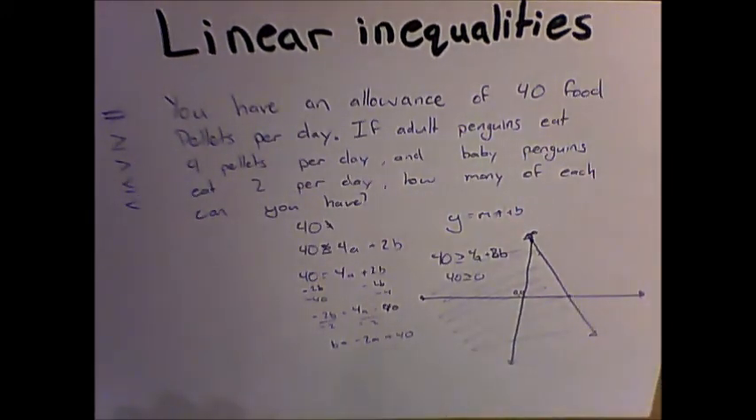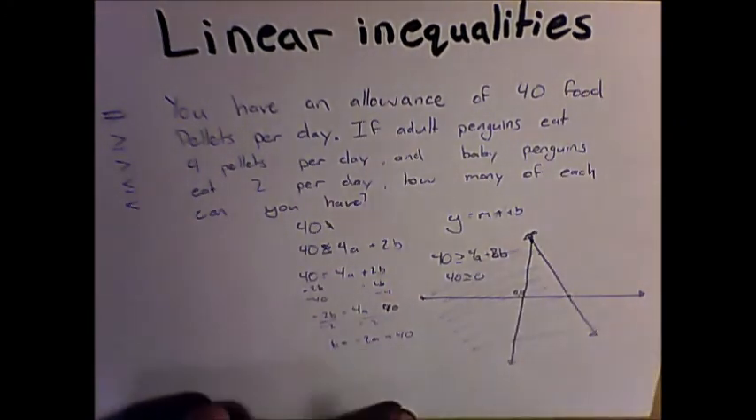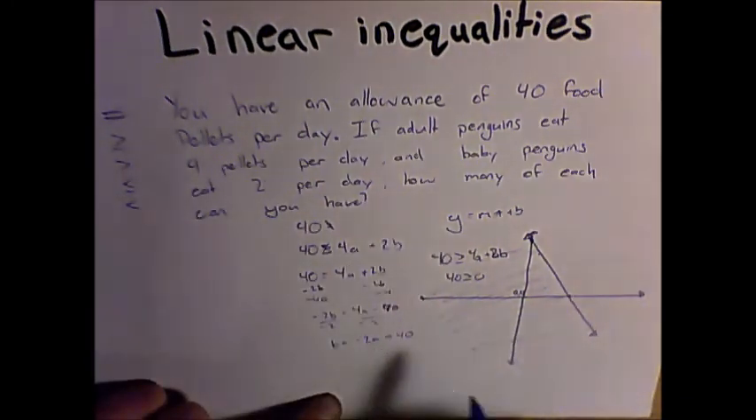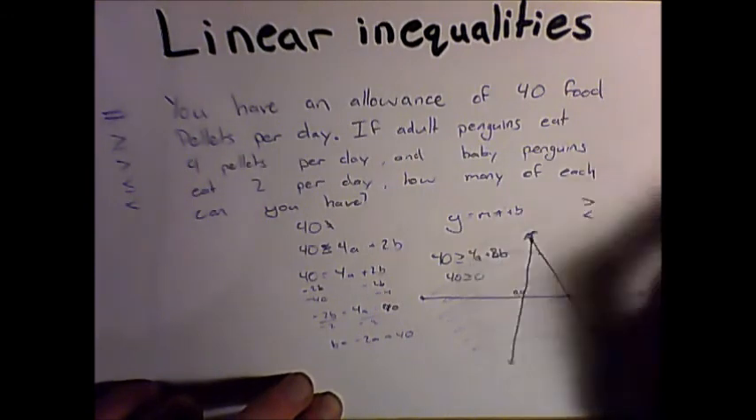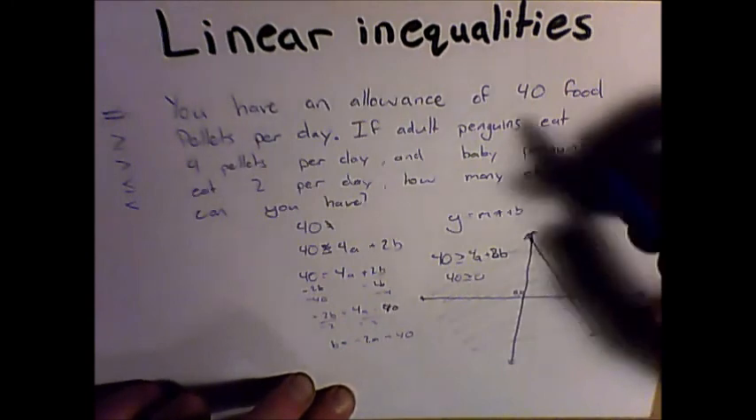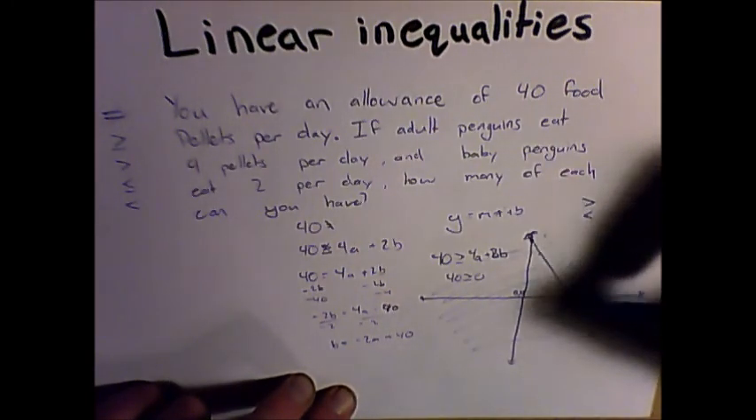So now we've solved it, and it's as simple as that to solve a linear inequality. Just keep in mind that if you have a greater than or less than or equal to sign, you will draw a solid line, but if you only have a greater than or less than sign, not an equal to sign, you would draw a dashed line to show that your solution set is not including this area here.